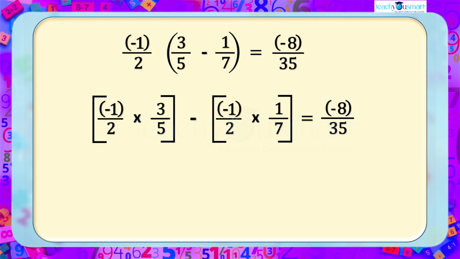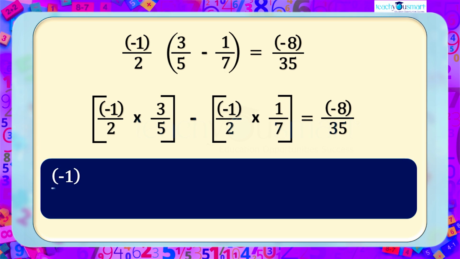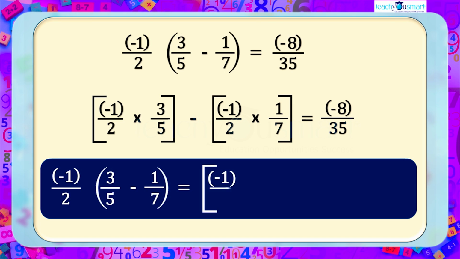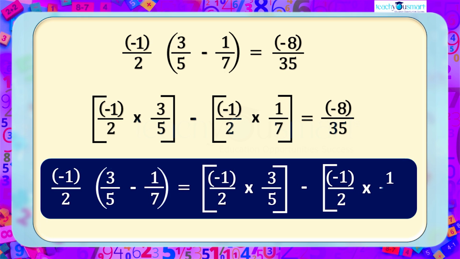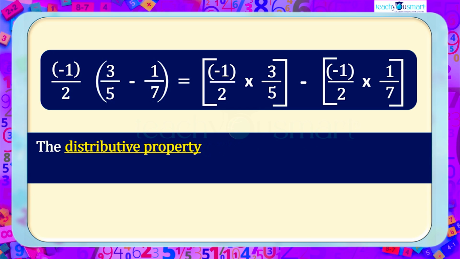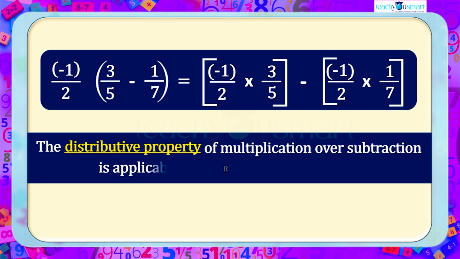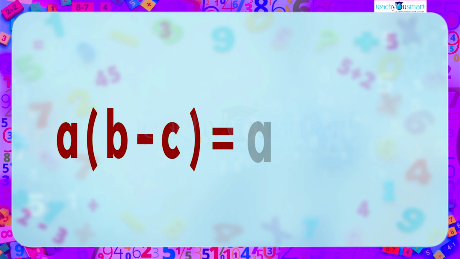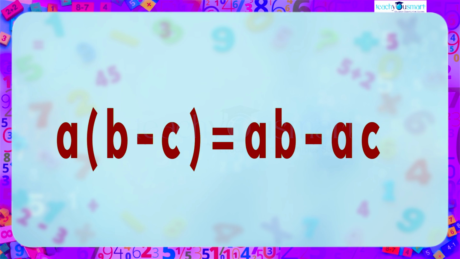So from these, we can say that -1/2 × (3/5 - 1/7) = -1/2 × 3/5 - (-1/2) × 1/7. Hence we can say the distributive property of multiplication over subtraction is applicable for rational numbers. From this we can say that a × (b - c) = ab - ac.